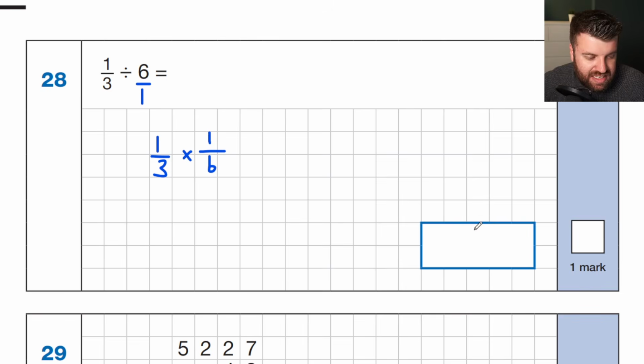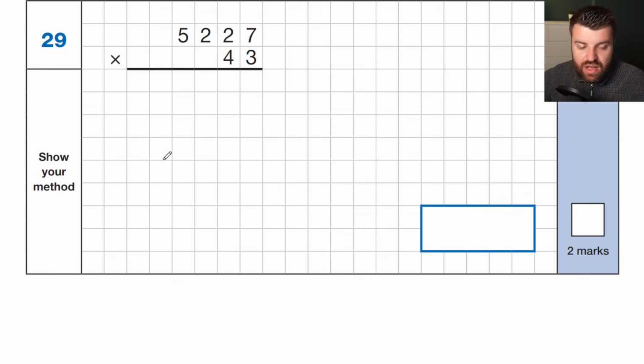Now it's really easy. 1 times 1 is 1. 3 times 6 is 18. The answer is 1/18. Question 29. Show your method, 2 marks. That means if you get this question wrong, but you show a perfect method, you can still get 1 mark if you've made just 1 error.